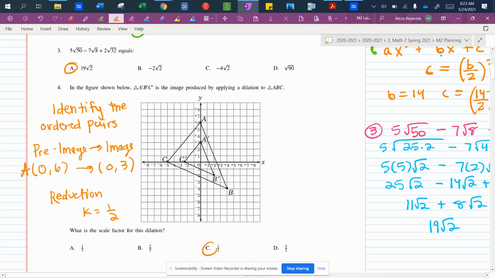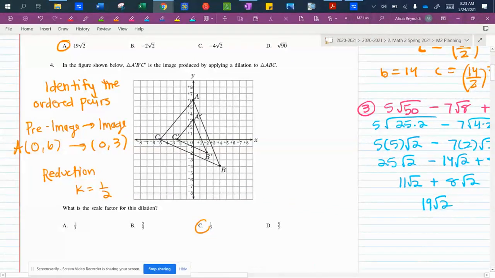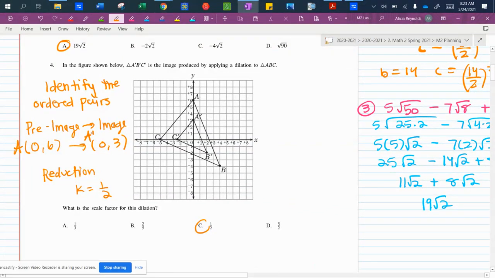So here this is A and A prime. So make sure we understand that the pre-image is the point without the prime notation, and the image has the prime notation. So this is before, and this is after. So if I go from 6 to 3, that is a reduction, and my scale factor is 1/2. Do you have questions about 1 through 4? All right.